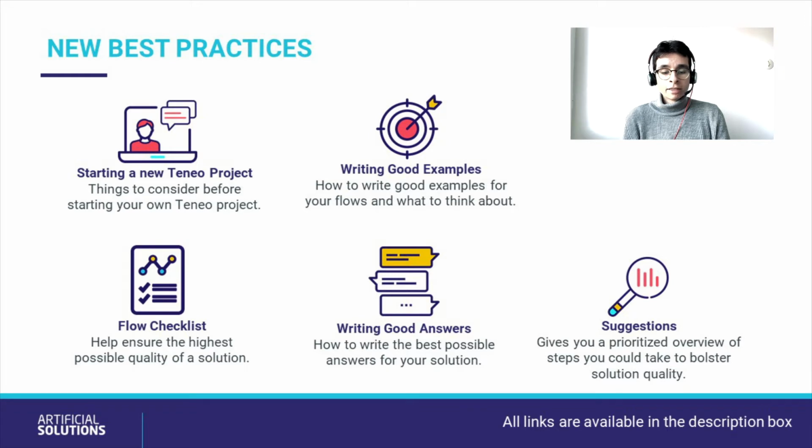On top of that, we have added a flow checklist. This helps you ensure the highest possible quality of your solution. So this is mainly a checklist where you can follow from A to Z, and you can check through every single mark to make sure that your solution and your flow works as intended. While working on flows, it is very important to create good examples in order for the flow to train well and also to understand the user input well. So for that, we have added a new page that is called Writing Good Examples, mainly to talk about what to think about when you work with machine learning and also how to write condition syntax.